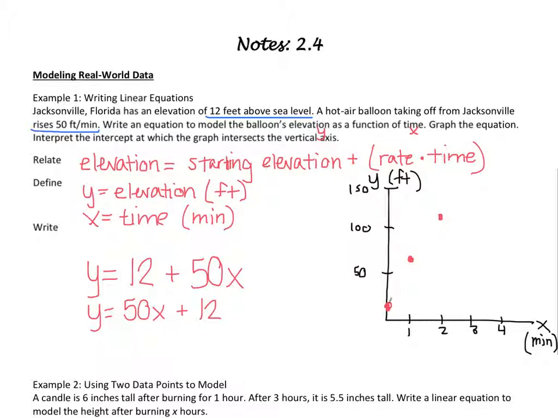And then we'll draw our line. Should be a straight line. Mine was a little off. Then our balloon and both our height and our time can't be negative. So we don't draw an arrow on both ends, only on the end going up.